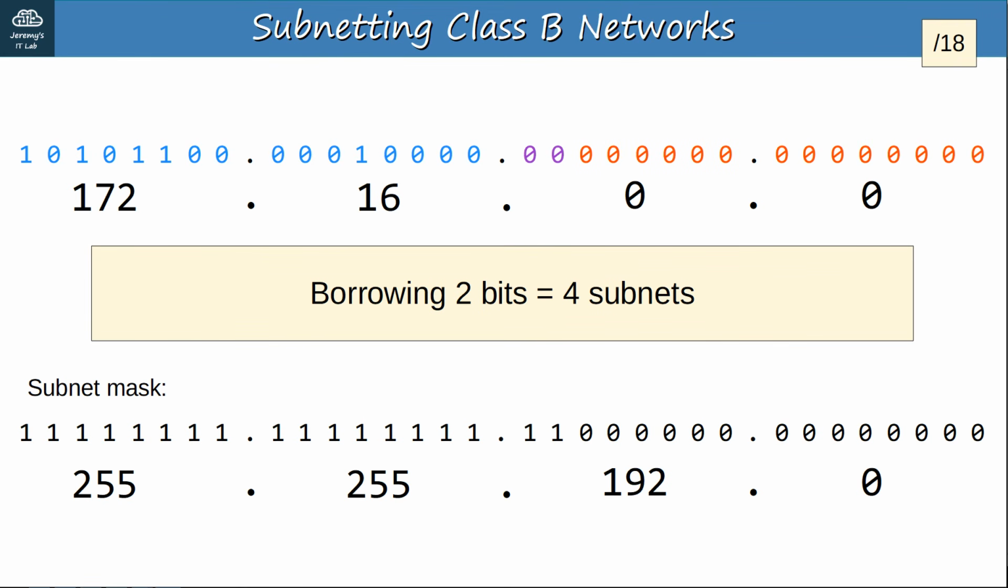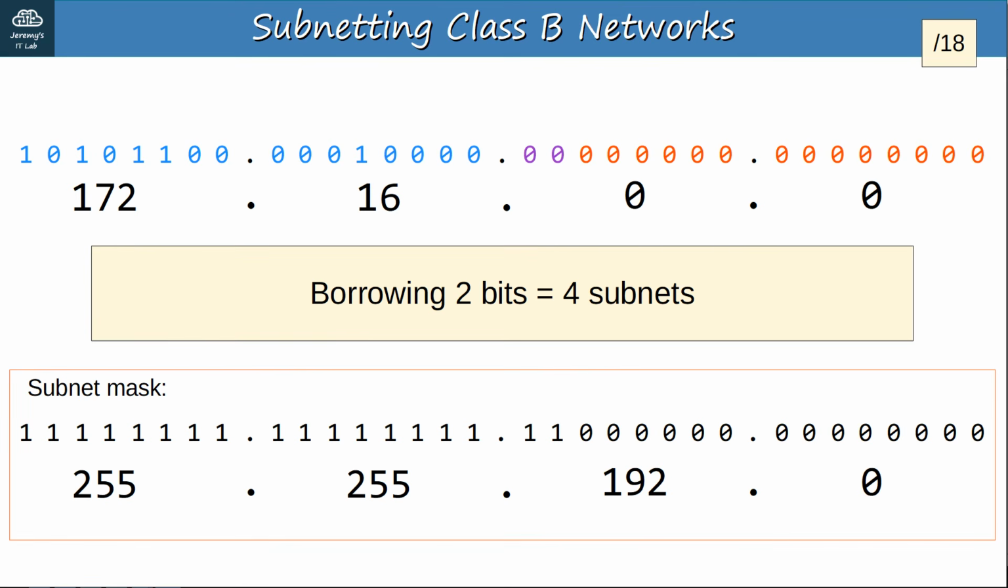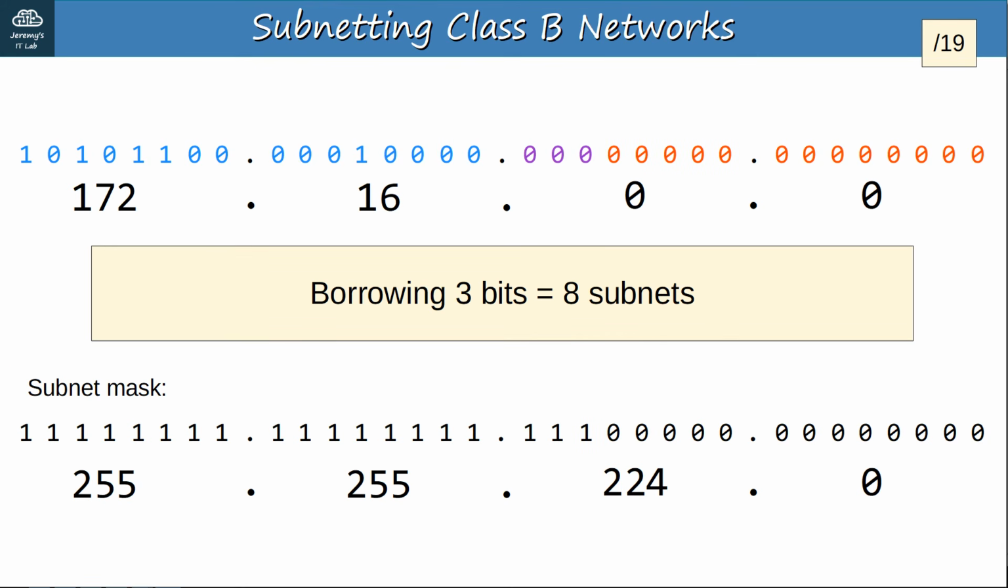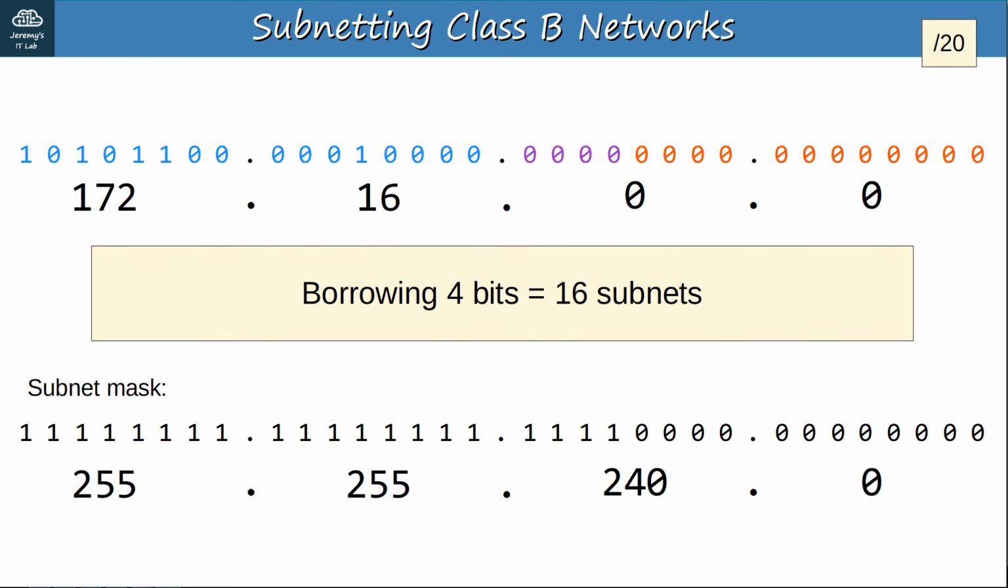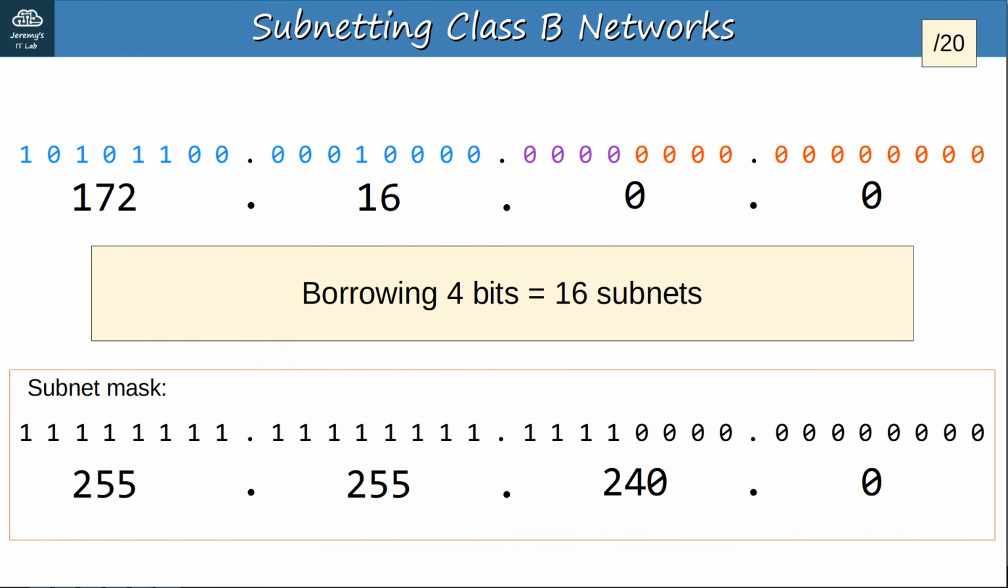Borrowing 2 bits allows for 4 subnets. This is a /18 prefix length, and the subnet mask is written as 255.255.192.0 in dotted decimal. Let's borrow another bit. Borrowing 3 bits gives us 8 subnets, and a /19 prefix length. The subnet mask is 255.255.224.0 in dotted decimal. Still not enough subnets, so let's borrow another bit. Borrowing 4 bits allows us to create 16 subnets, and uses a /20 prefix length. /20 is 255.255.240.0 in dotted decimal, by the way.